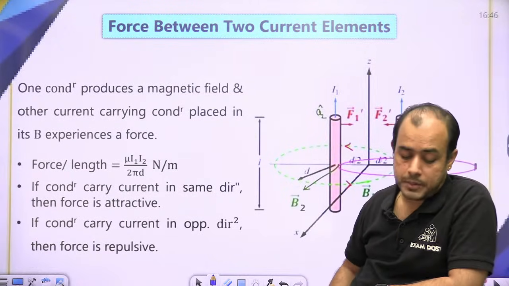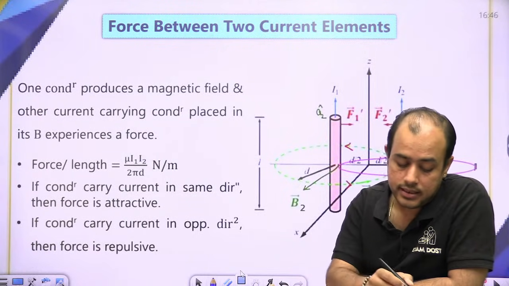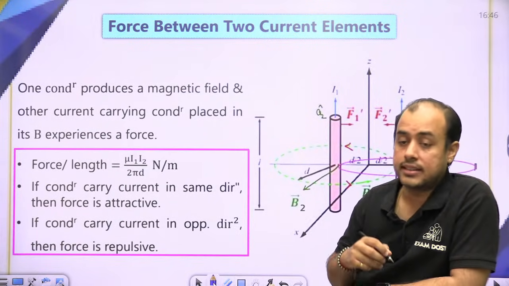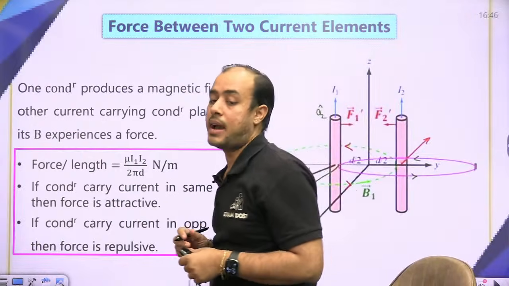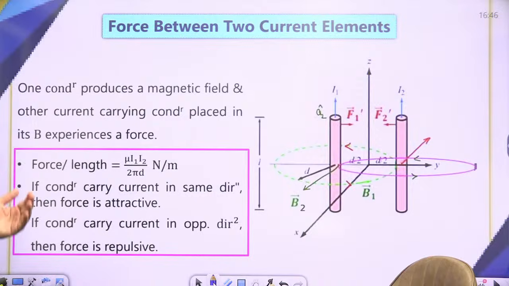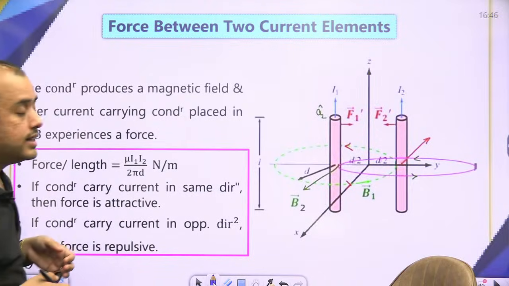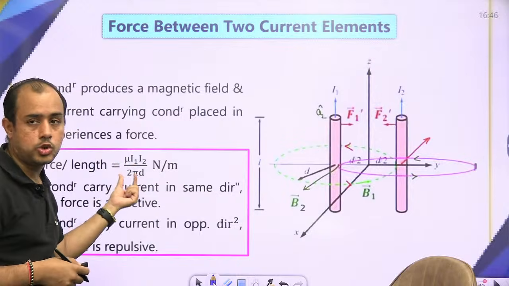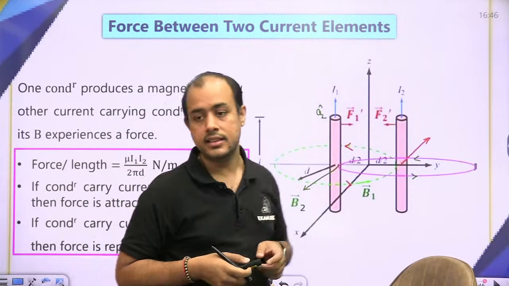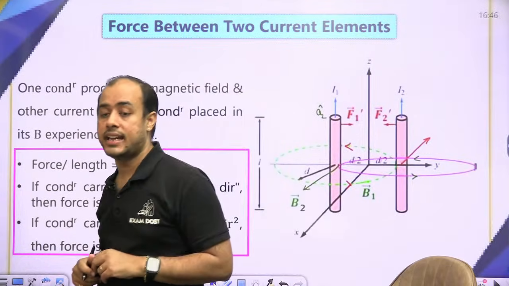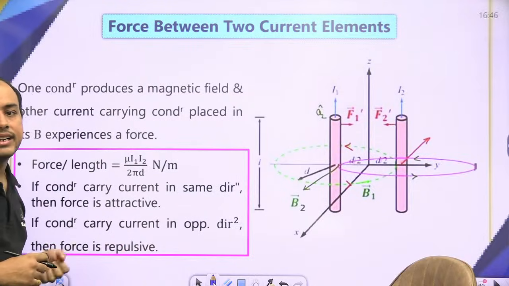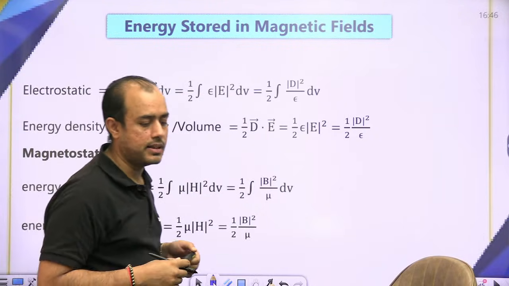What is the force between two current elements? Basically, when there are two current carrying conductors, one of them will produce a magnetic field and the other will experience a force due to the magnetic field of the first one. The force is mu I1 I2 by 2 pi d Newton per meter, that is force per unit length. If both conductors are carrying current in the same direction, the force is attractive. If they carry current in opposite directions, the force will be repulsive.